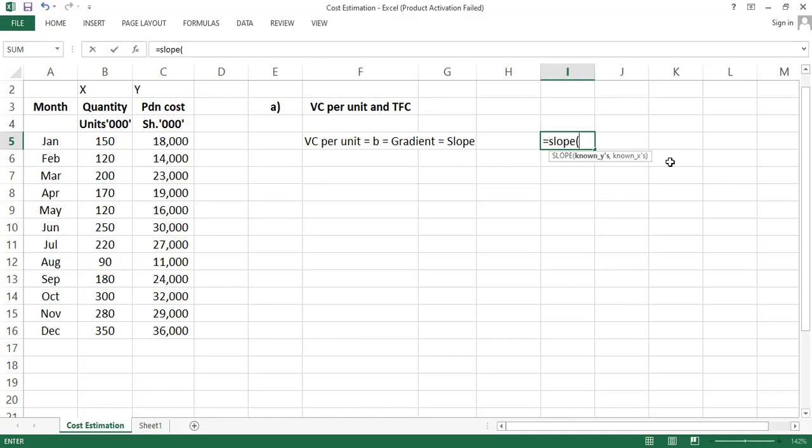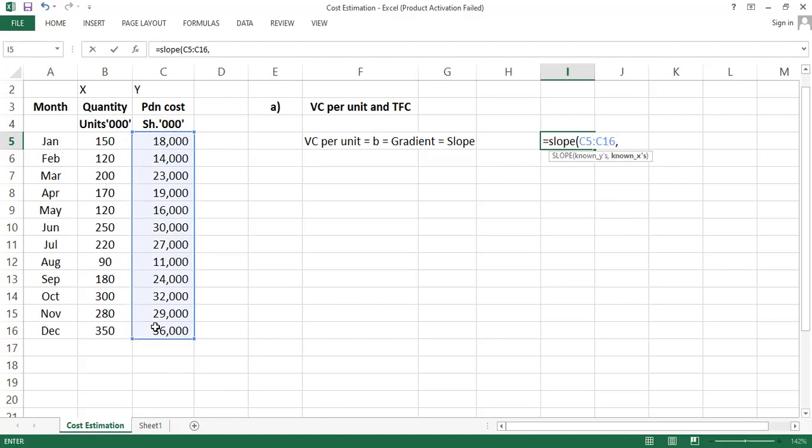So I'll start by picking the values of y, and y is the production cost in this data. So I'll pick the first y, this 18. I want all of them, so I drag to the last one. Then I put a comma.